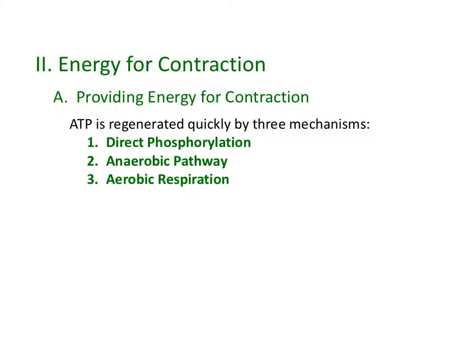The three ways in which ATP can be generated in cells, going in order of speed, are direct phosphorylation, which will regenerate it the fastest, anaerobic pathways, which are relatively quick but do not go as quickly as direct phosphorylation, and finally aerobic respiration, which is the slowest.